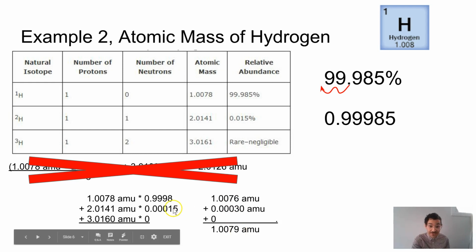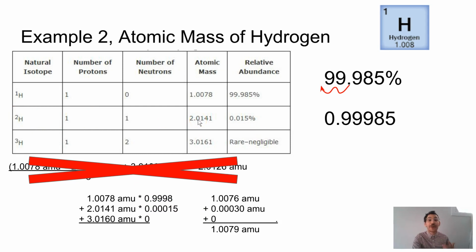But we can see actually that the small contribution from this heavier hydrogen, this hydrogen 2, makes it so our average atomic mass is a little bit greater than just the mass of hydrogen 1. So very trivial there, because really almost all of the hydrogen is this guy.